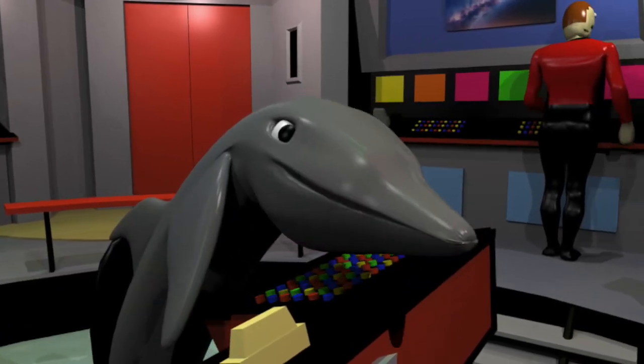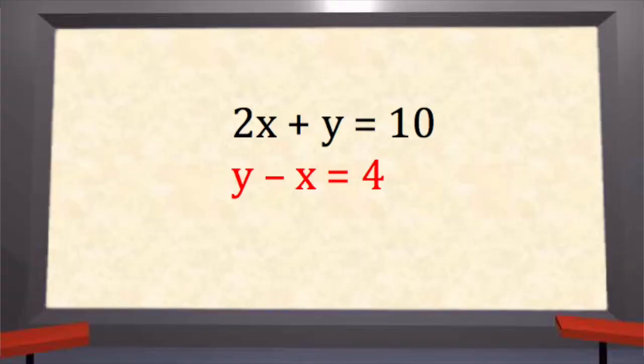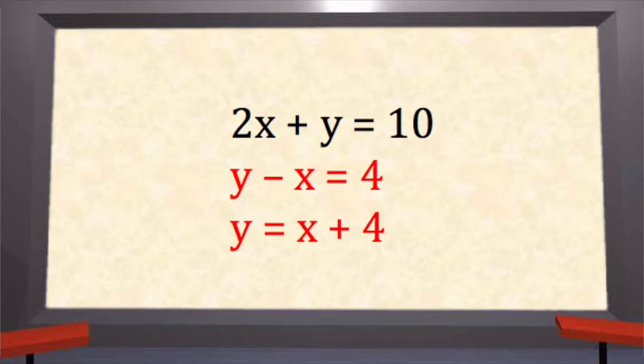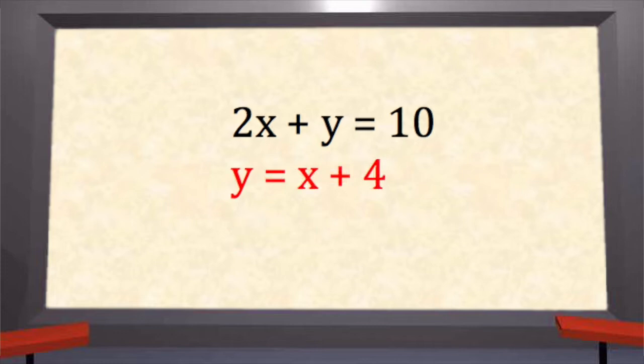Hey. That's right, Kevin. Notice how we can change the second line of our system of equations from y minus x equals 4 to y equals x plus 4. Now we know what y equals in terms of x, and now we can have this system of equations.